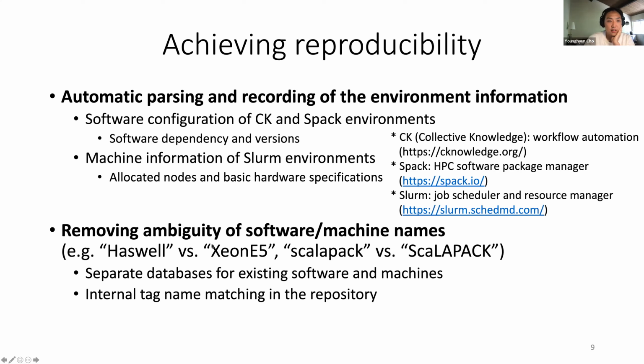But there are still some other challenges. For example, there might be some ambiguity in the software and machine names in the database records. For example, for the NERSC Cori hardware nodes, some people might use a name like Haswell, but some people may use something like Xeon E5, which is an Intel processor family name. So there is some ambiguity here. In order to solve this problem, we also have separate databases for existing software and machines, for popular software packages and machines. Then we also have an internal tag name matching system in our cloud repository so that we can remove some ambiguity there.